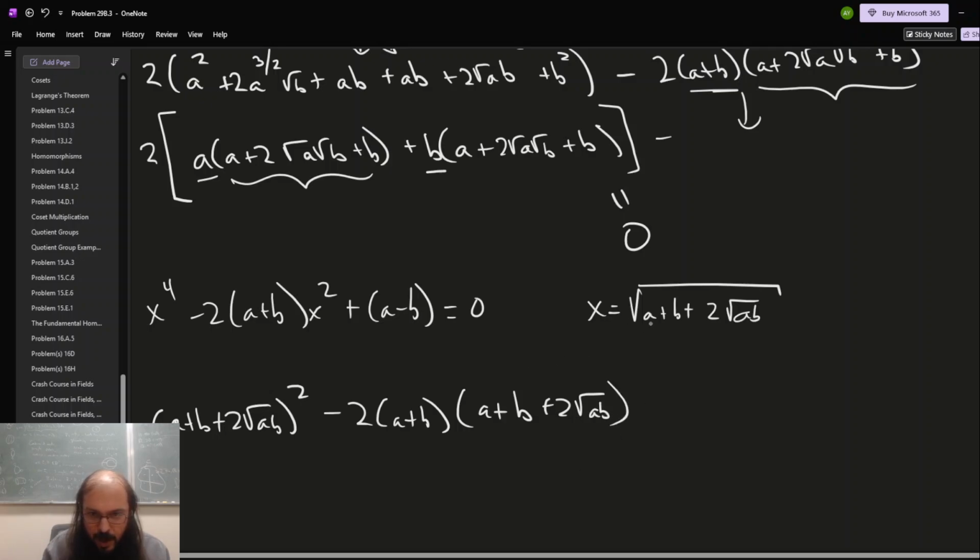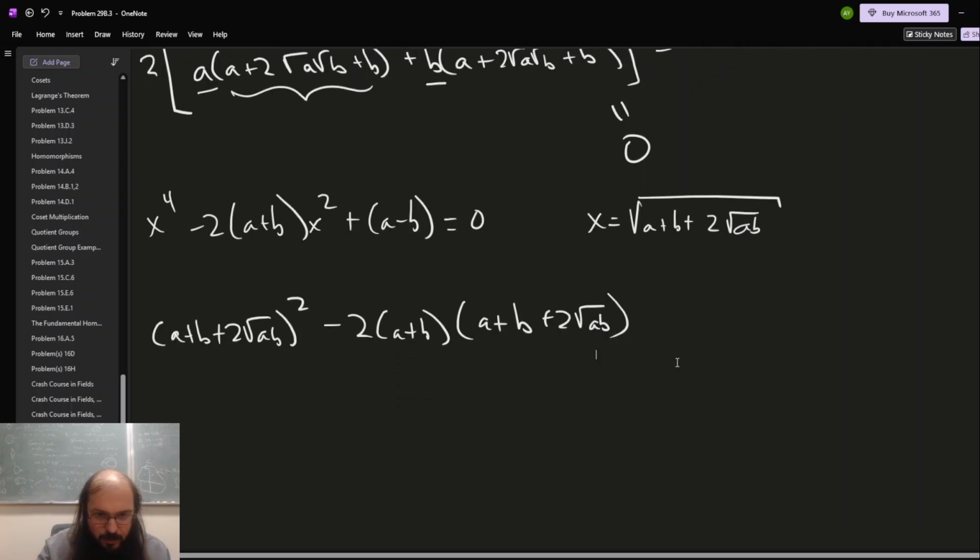I can cancel the outer radical. And I need to see that this minus this equals 0. And this just, it doesn't look that bad. I think we can do it.